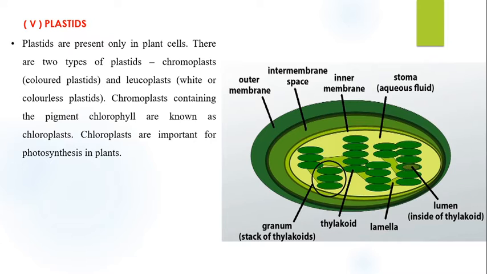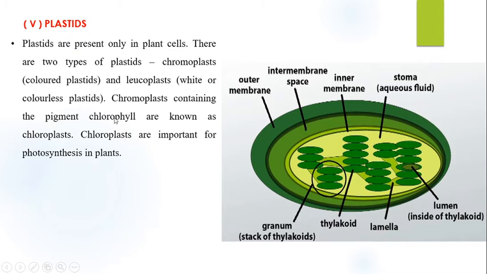Clear? So in the stem and leaf there is a presence of chloroplast. We already discussed the structure of the chloroplast, and this chloroplast takes part in the process of photosynthesis. Now the leucoplast is white in color, and the leucoplast basically stores food material also. And the carrot is orange in color, so it's due to the presence of chromoplasts, while the radish is white in color, so it's due to the presence of leucoplasts.